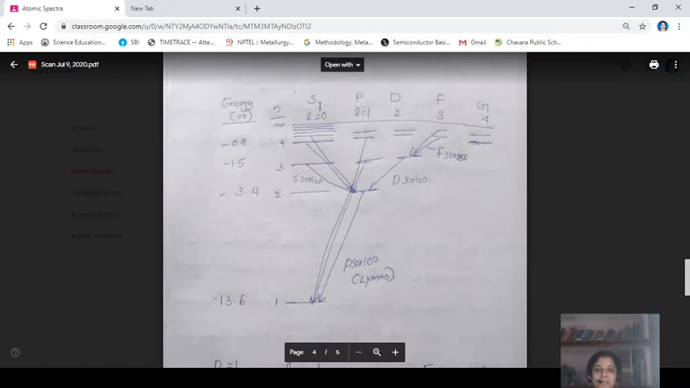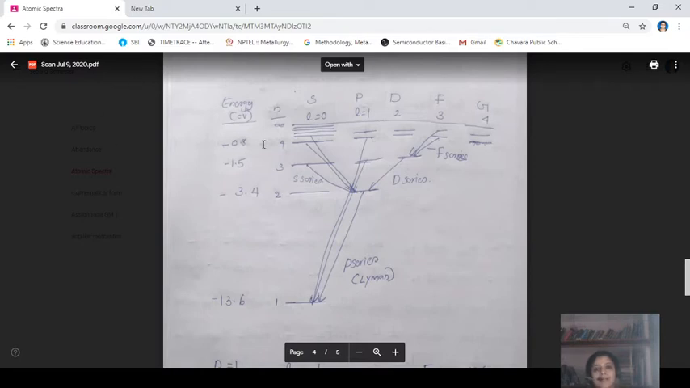Now these states are denoted as S, P, D, F. Here capital S denotes the state of the atom, and small s is for an electron. So L equal to 0 stands for S state, L equal to 1 P state, L equal to 2 D state, L equal to 3 F state, L equal to 4 G, and it goes like that.